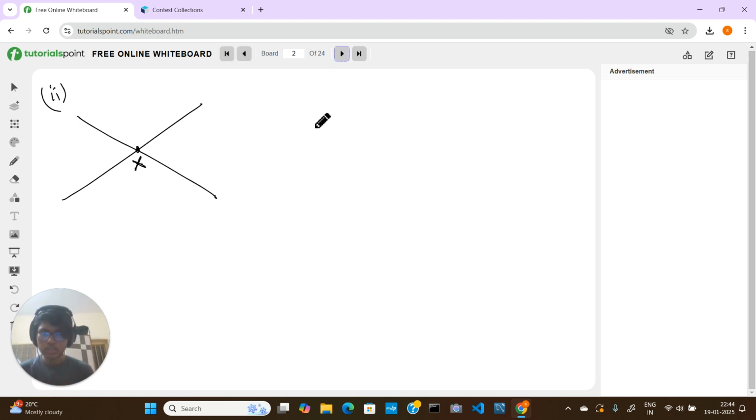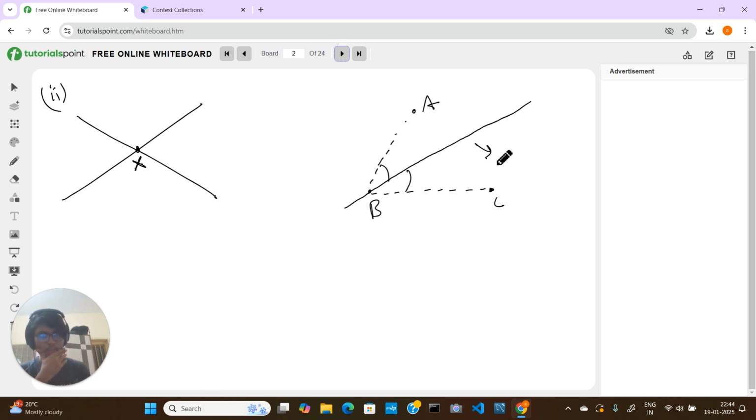So let's understand the question. Given 3 points A, B, and C, which are known to be non-collinear, we can construct the bisector of angle ABC. This is the first statement. Note that these lines AB and BC are not marked. So we can construct the angle bisector.